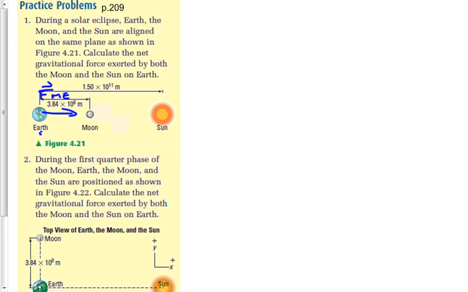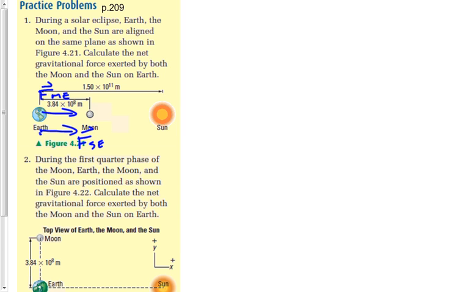So let's draw the force of the Moon on the Earth, and let's draw the force of the Sun on the Earth. Now, we don't know what the values of either of those forces are, so it doesn't really matter how long we draw those forces. Remember, there is a force of the Earth on the Sun as well, but again, we don't care what it is because we're not trying to find that force.